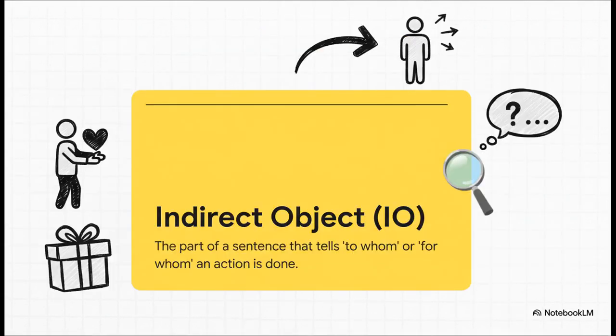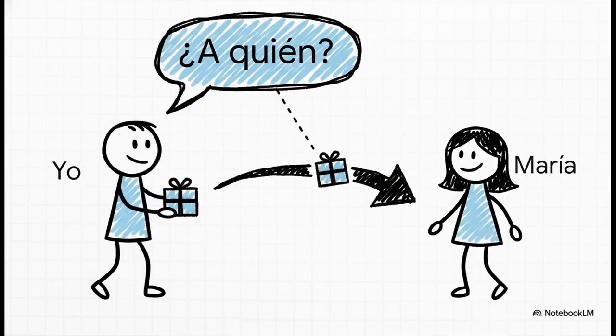So, what's the big idea here? Well, the indirect object is basically the receiver, but not the receiver of the action itself. It's the receiver of the benefit of the action. It's whoever or whatever gets the good stuff, you know? Let's see this in action.